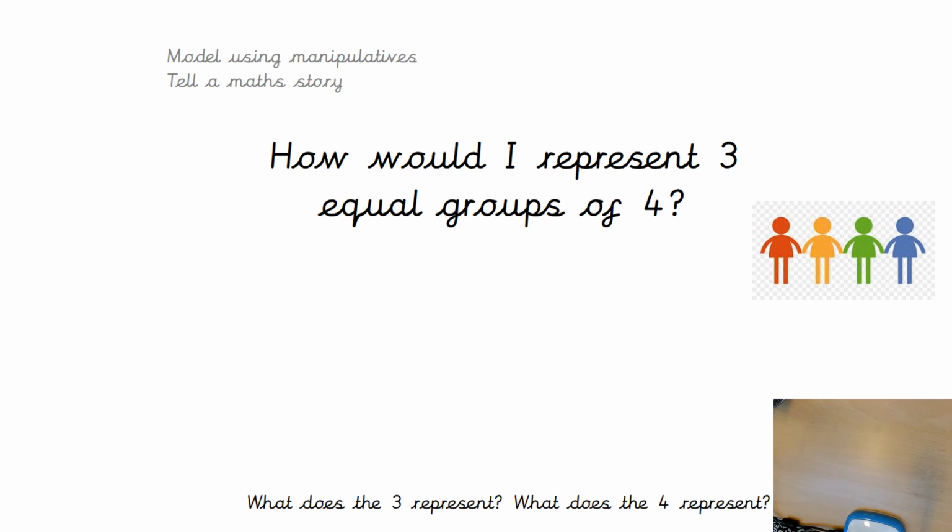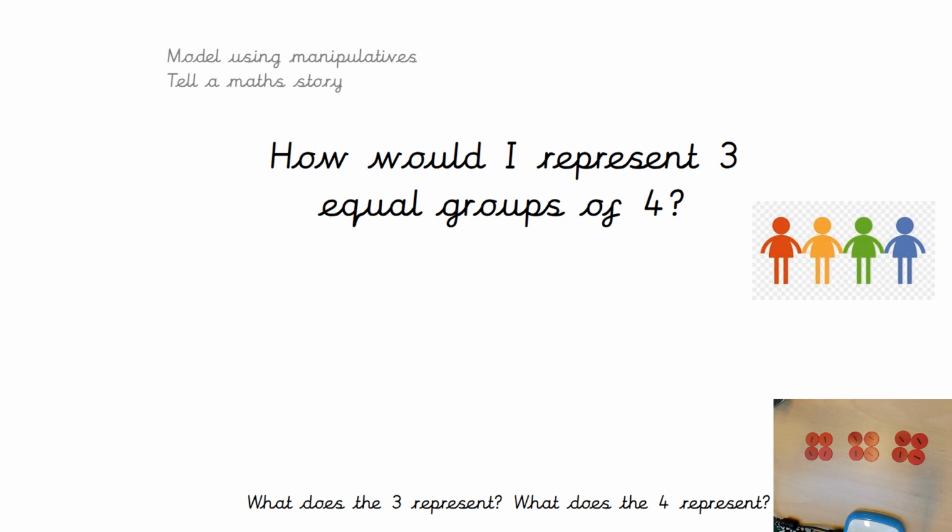I know that I need 3 equal groups, so 3 groups, and in each group there needs to be 4. So that's one group of 4. I'm going to move it over and do my next group of 4. Making sure that they're equal, so I can see that both of my 2 groups have got the same amount in at the moment. And let's do my last group. 1 group of 4, 2 groups of 4, 3 groups of 4. They are all equal. They have got exactly the same amount in them.